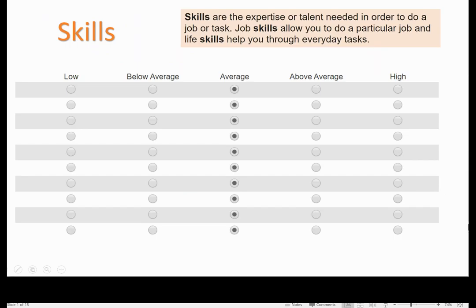So the first thing you will come across is step one, which is your skills. And I'm going to read this very quickly. Skills are the expertise or talent needed in order to do a job or a task. Job skills allow you to do a particular job, and life skills help you through everyday tasks. So this is what you're going to have to choose when you're in that skills level. You're going to have to decide if you have a low skill, like you're not very good at something, all the way up to a high skill, if you're really good at that item. So we're going to go through that.